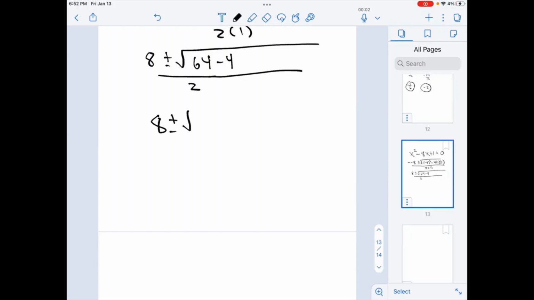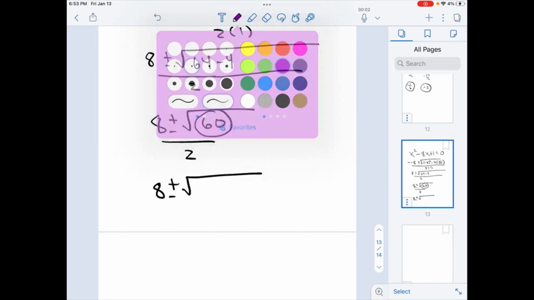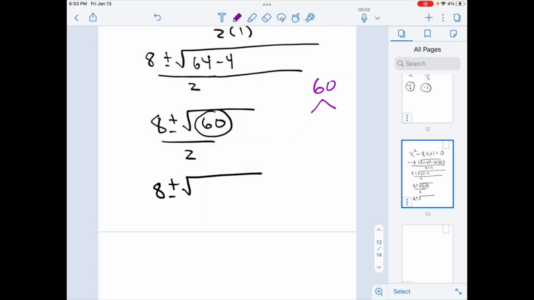All right, so let's take that next step here. 8 plus or minus the square root of 60 over 2. Now, this is correct, but it's not in the simplest form. We have to simplify that number if we can. And let's see if we can simplify that square root. So what is 60? 60 is the same thing as 6 times 10. And 6 is 2 times 3, 10 is 2 times 5. So the square root of 60 is the same thing as the square root of 2 times 3 times 2 times 5. And I can write that a little bit differently. I can write that as 2, 2, 3, 5.